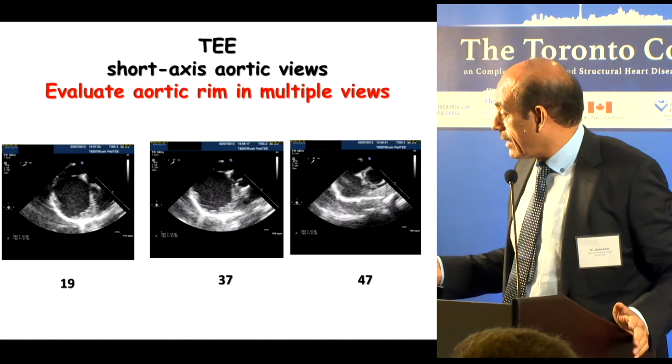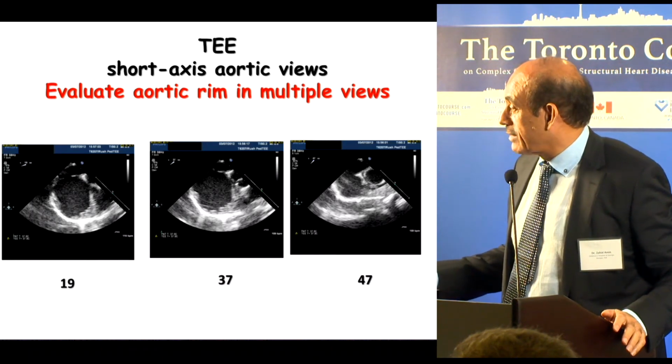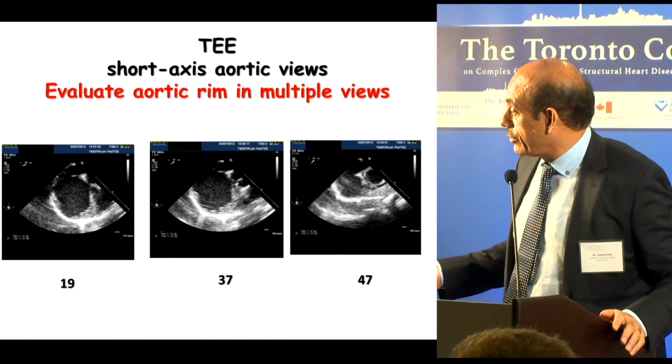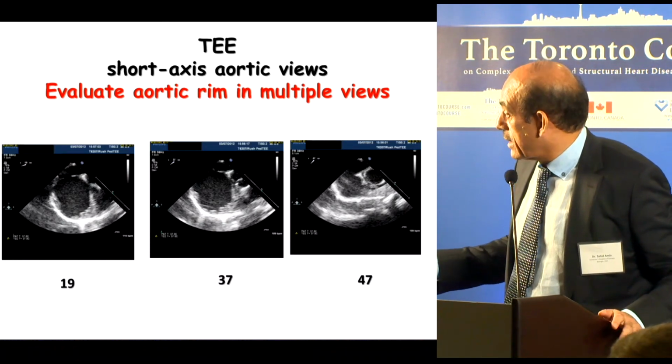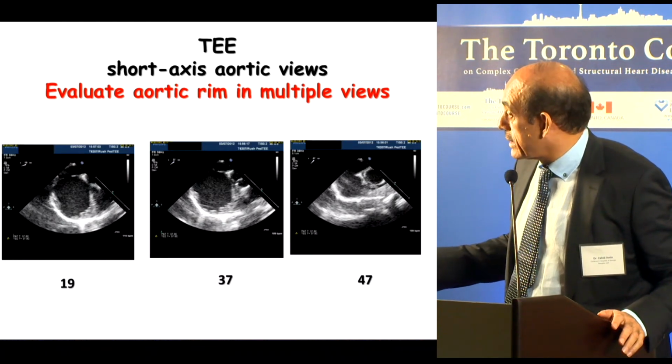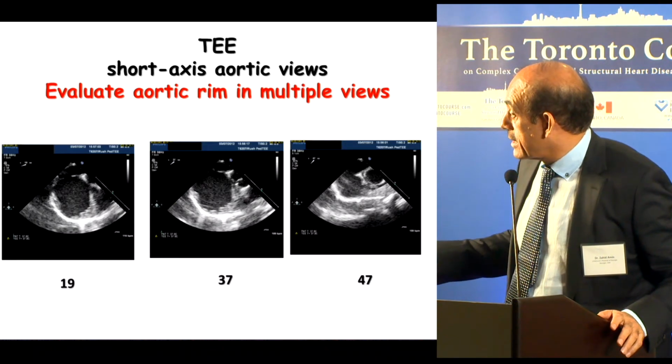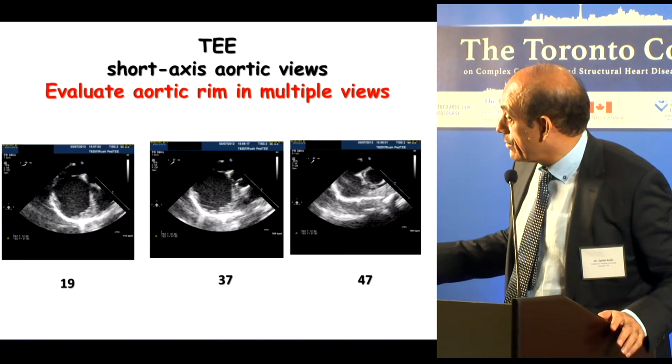So how we evaluate these cases: we go to 19, 20 degrees, 30, 40 degrees, 45, 50 degrees. You can see you're looking at the aortic rim in all these. This is the aortic rim, this is the aortic rim. Suddenly, this was a very small amount, this is a very small amount.